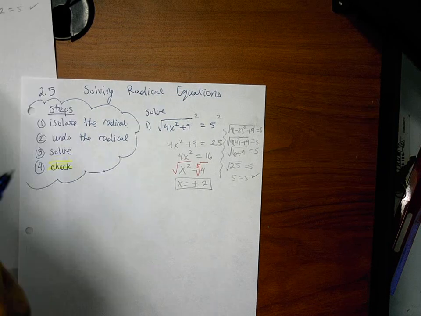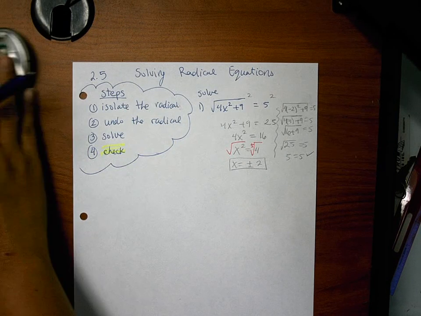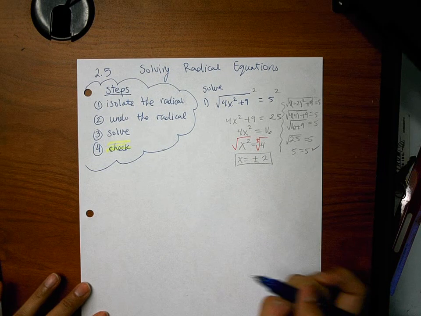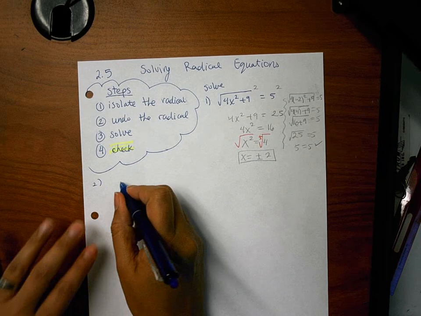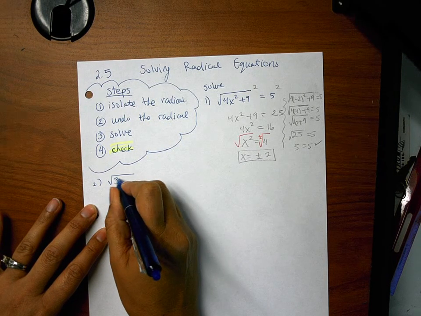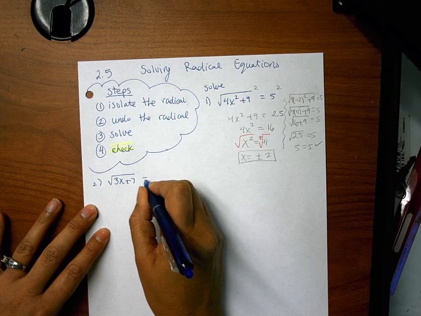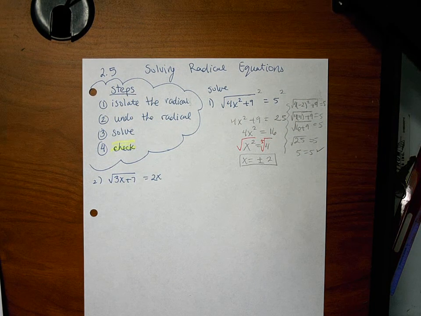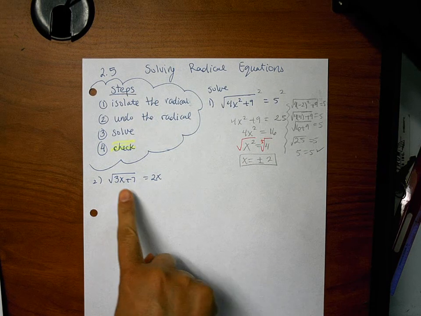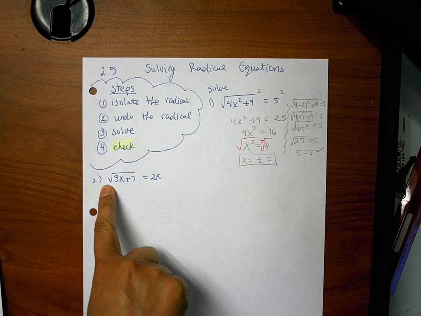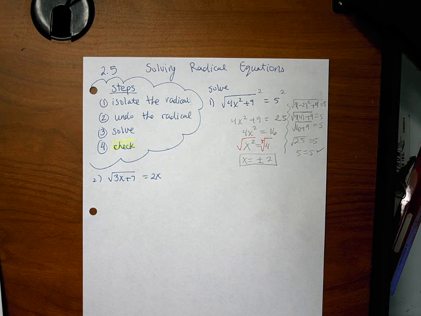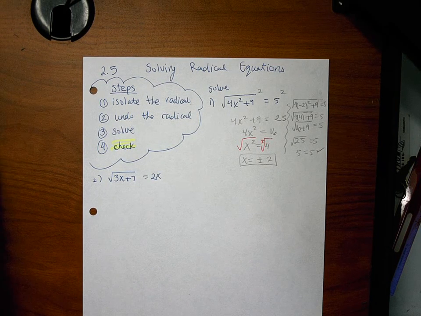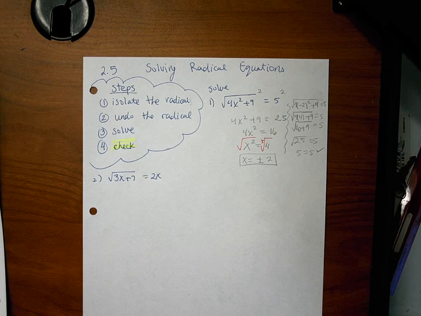Okay. That's not always the case. Sometimes one answer may not work, in which case you cross that one out and only write down the one that does. Number 2. Square root of 3x plus 7 equals 2x. Step 1, isolate. It's already isolated. This radical here is already by itself. There's nothing outside that needs to be added, subtracted, multiplied, or divided over to the other side.